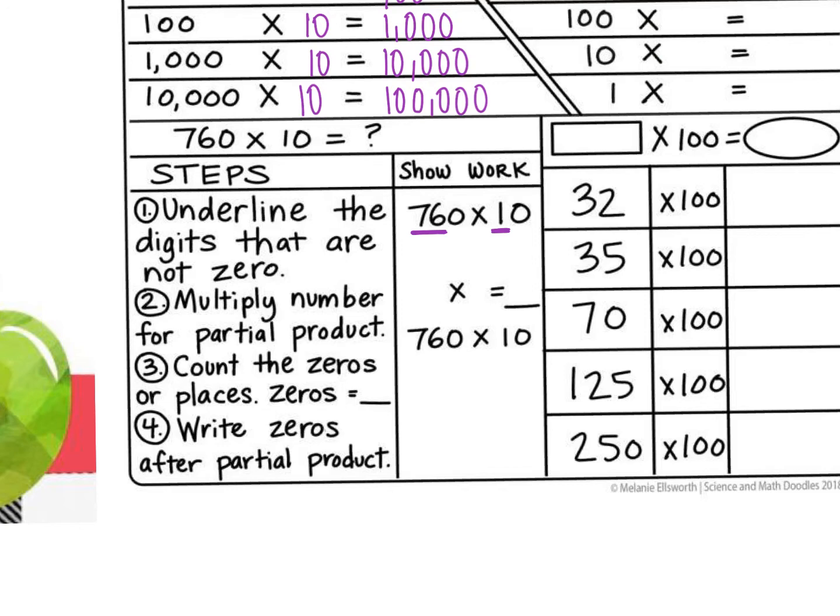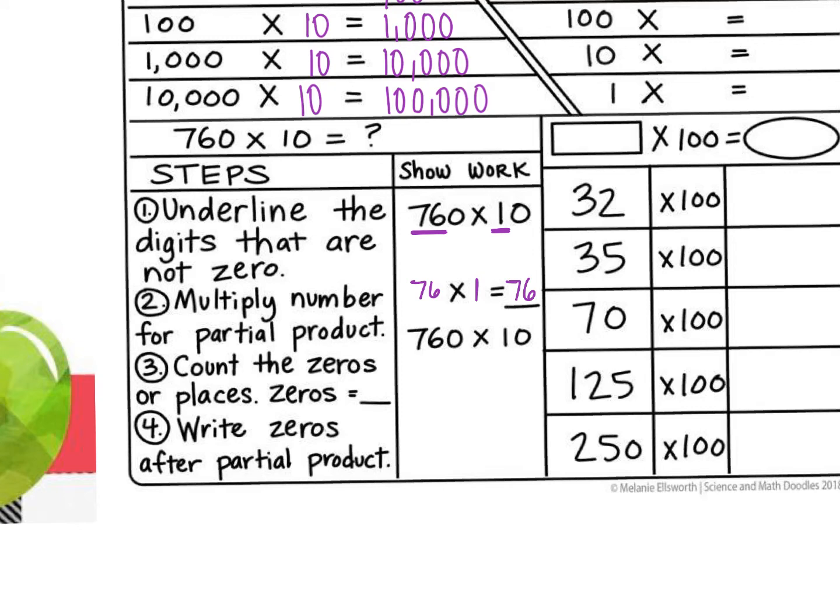Now I'm going to multiply those two underlined numbers for a partial product. What does partial mean? Part of it. So it's like part of the product. So am I going to be completely done with this problem if I find a partial product? No, I still have more to do. So I'm going to take 76 times 1, and what does that equal? 76.